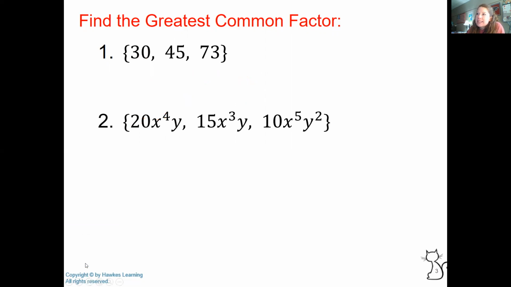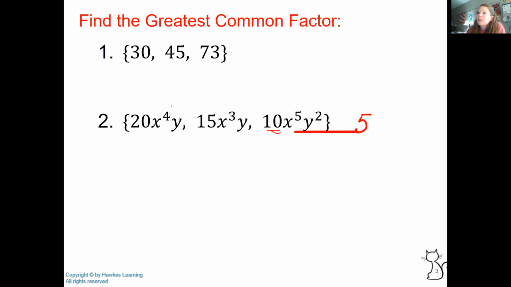But here we're going to start adding some variables. So you want to think of what is the biggest number I could divide 20, 15, and 10 by, and also the variables, which we'll talk about in just a second. Normally, instead of listing them all out, I'll start with the smallest number. Will 10 go into the other two numbers? Well, 10 will go into 20, but it won't go into 15. So the second biggest factor of 10 is 5. I can divide 10 by 5, 15 by 5, and 20 by 5. So 5 is the greatest common numerical factor.